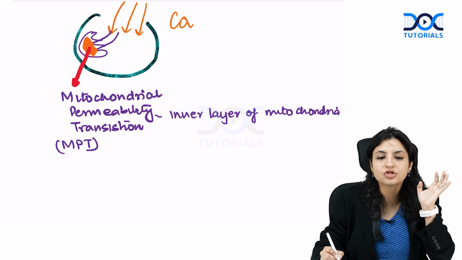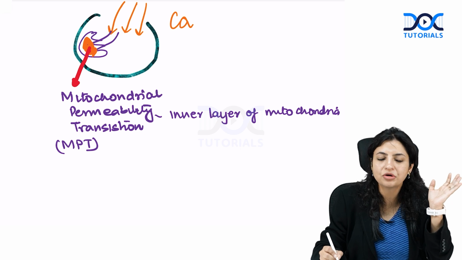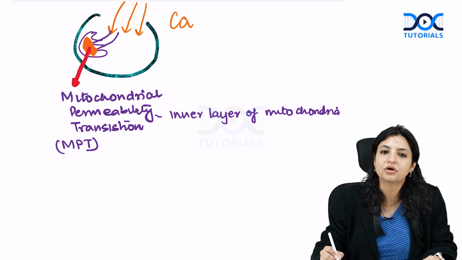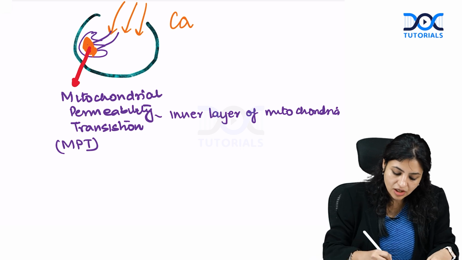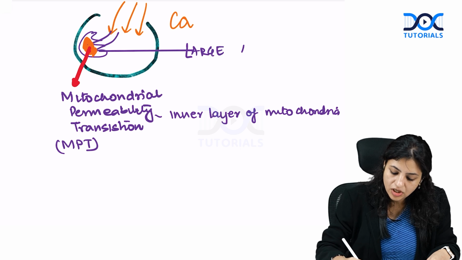So this leads to formation of the mitochondrial permeability transition, which will increase the permeability of the mitochondria. It will cause profound mitochondrial dysfunction. Then there is formation of large amorphous densities in the mitochondria.